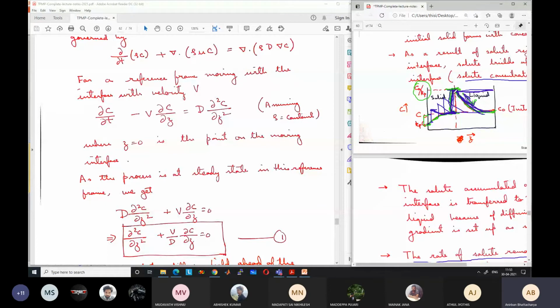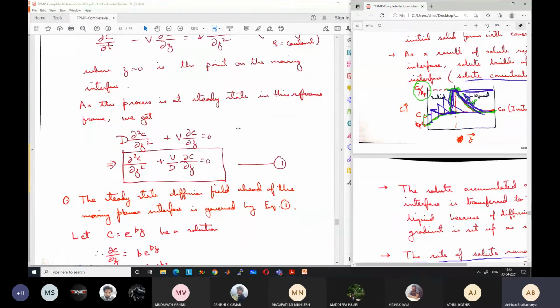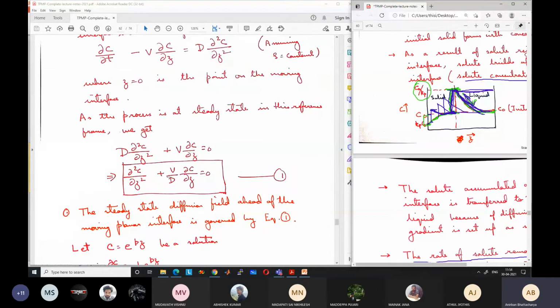As a result, from the moving reference point, this ∂c/∂t term goes to 0, and we are left with these two terms only. Minus v ∂c/∂z is equal to D ∂²c/∂z². You can ask any questions if you are confused. Feel free to ask questions. So by rearranging these terms, we get ∂²c/∂z² plus v/D ∂c/∂z equal to 0. So this is our governing equation in the moving frame.